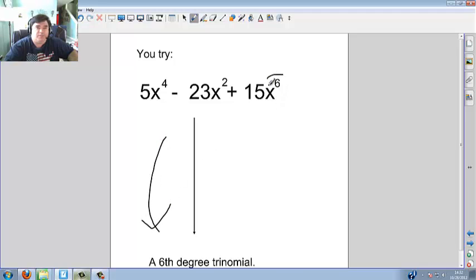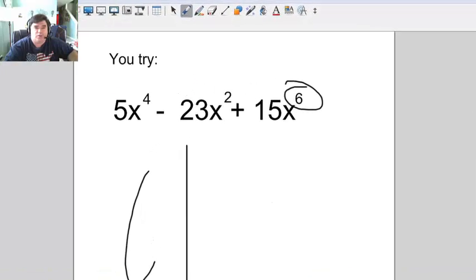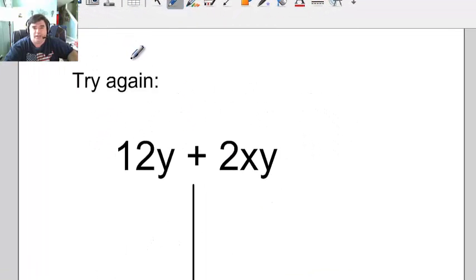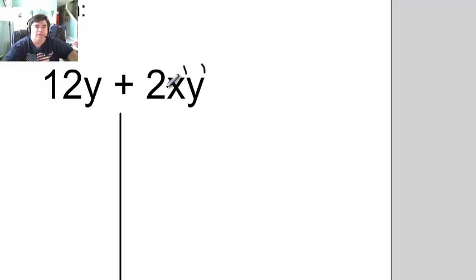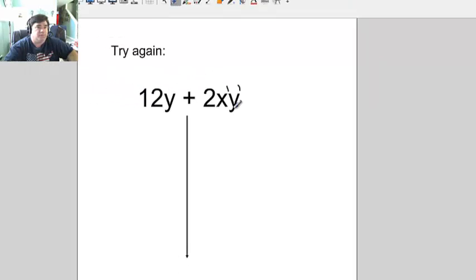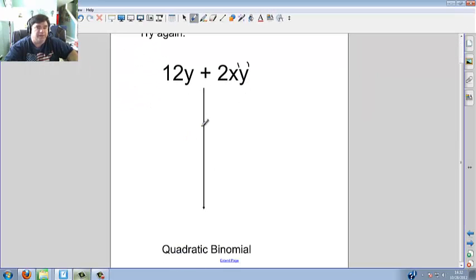Notice here that the biggest degree is to the 6th power. 1, 2, 3, trinomial. Try again, go ahead. For real this time. I hope you remember that this was a degree for each one, so the degree is going to be 2. So I'm going to say, well, quadratic binomial, because there's 2 of them.